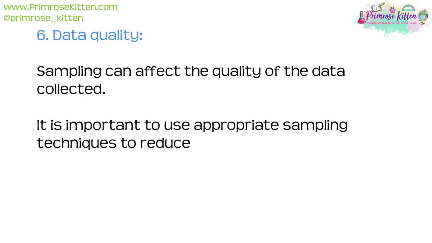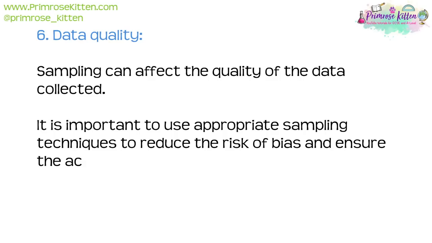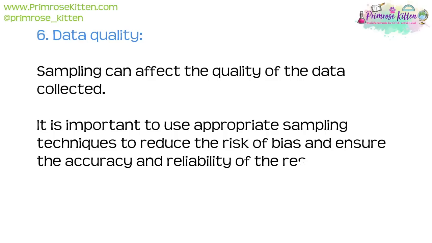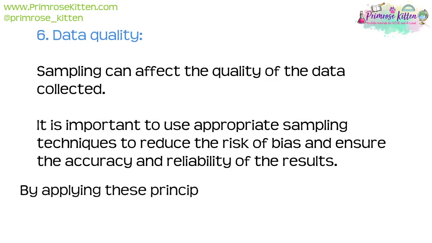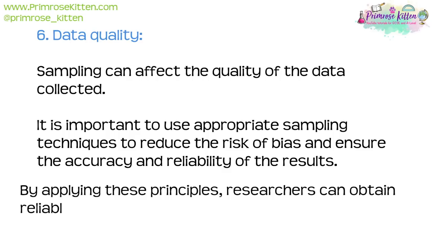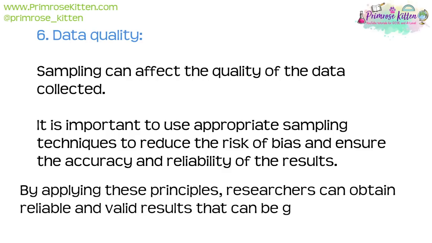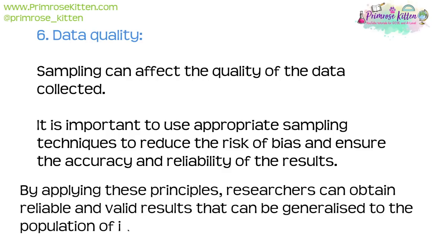And lastly, data quality. Sampling can affect the quality of the data collected. It is important to use appropriate sampling techniques to reduce the risk of bias and ensure the accuracy and reliability of the results. By applying these principles, researchers can obtain reliable and valid results that can be generalized to the population of interest.